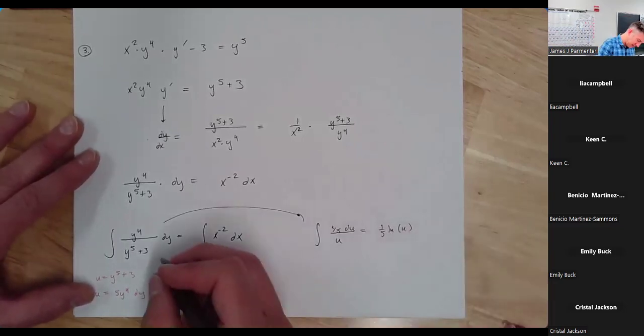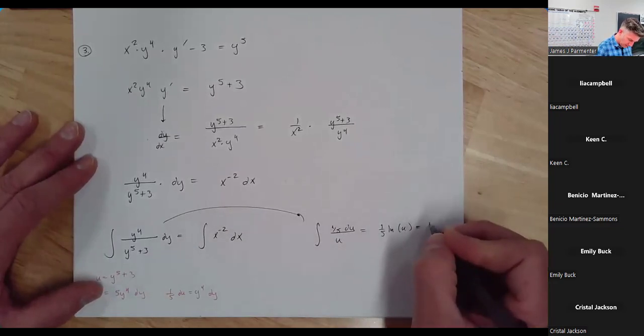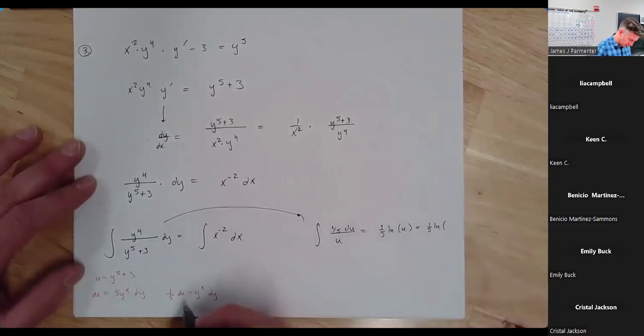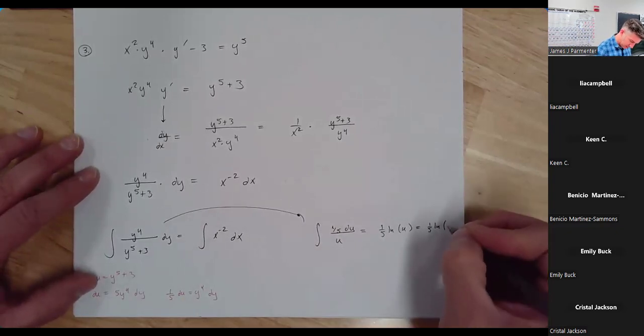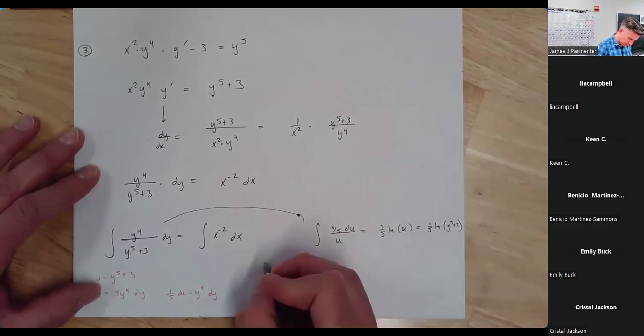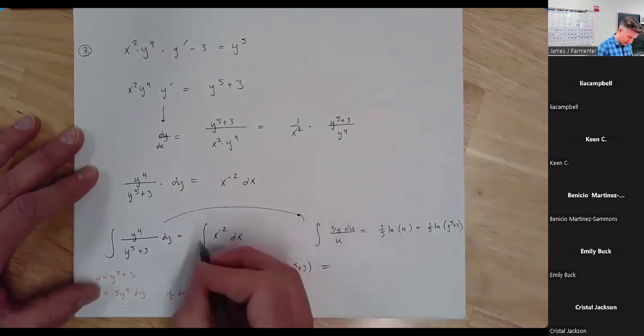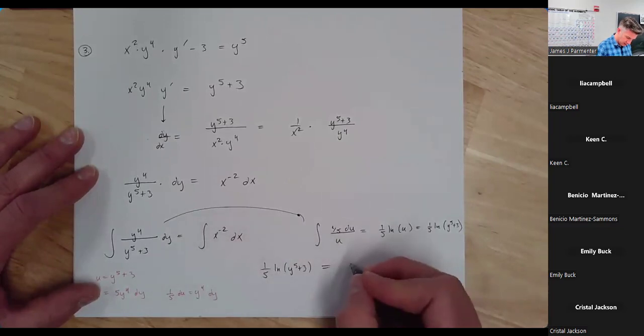Yes, I'm ignoring the absolute value. Really, I don't like it. So we're going to end up getting that this is going to be 1/5 natural log of y to the 5th plus 3. So then our solution here is that our integral of both sides is 1/5 natural log of y to the 5th plus 3 is equal to the antiderivative of x to the -2, which is x to the -1 over -1 plus c.